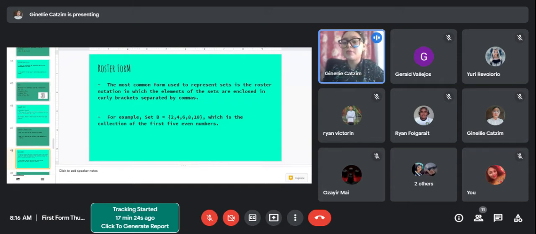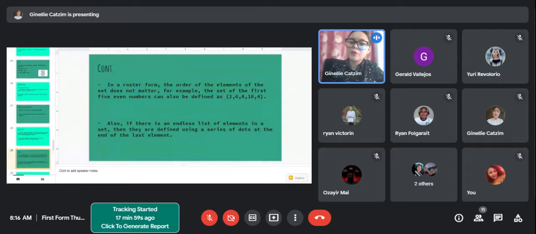So we have, for example, B is equal to {2, 4, 6, 8, 10}. We have those separated by commas in a curly bracket, which is the collection of the first 5 even integers, right? So what would be the semantic form here? Set B is the collection of the first 5 even numbers. And set B here with the list is the roster form. Why? Because we have it enclosed in curly brackets and it's separated by commas.